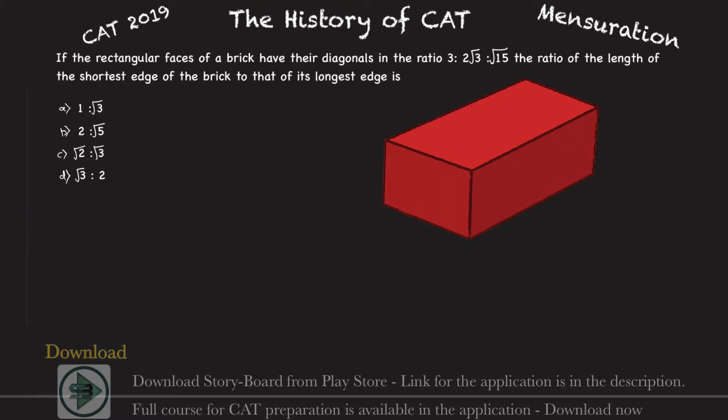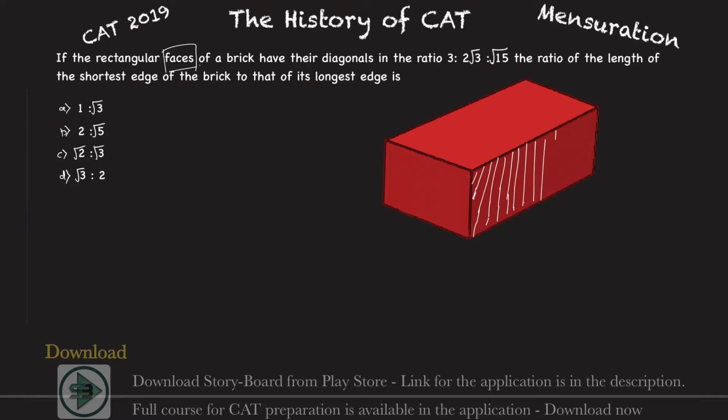The diagonals are in this ratio. So what are the diagonals of a brick? What are the faces of a brick? This is one face of a brick, because I am being told the rectangular faces of the brick. First of all, I will have to see how many faces there are in a brick. This is one face that you can see here.